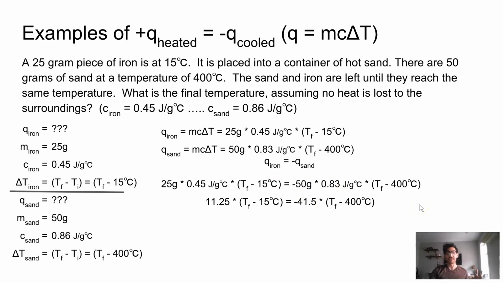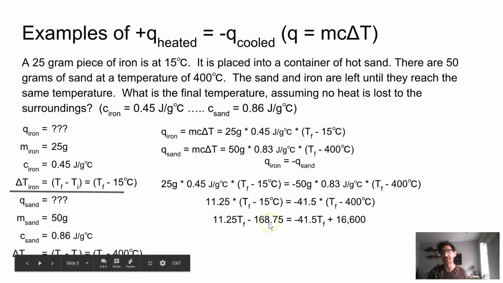Well, now what I can do next is expand, or distribute this into my parentheses. So I will distribute this negative 41.5 into these parentheses and this 11.25 into these parentheses. That'll give me this new equation, 11.25 TF minus whatever 11.25 times 15 is. What's that number? 168.75. And I'll do the same thing and distribute into the parentheses on the other side, making sure that I'm careful about this negative sign.